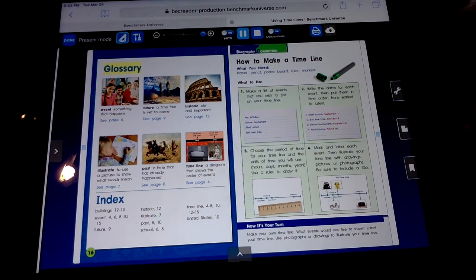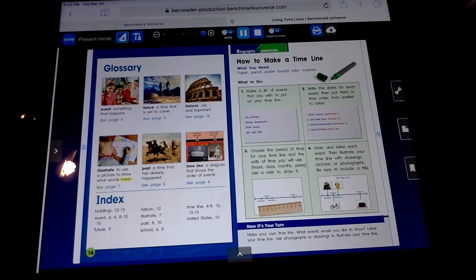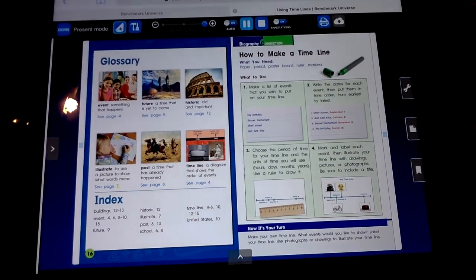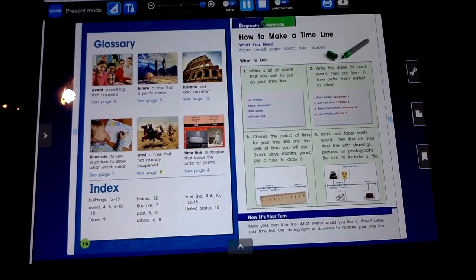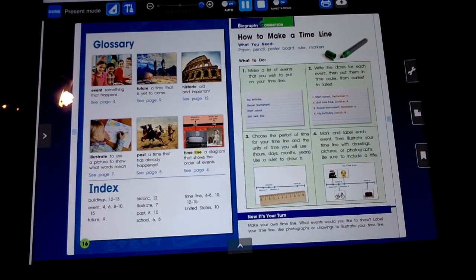Glossary. Event, something that happens. See page 4. Future, a time that is yet to come. See page 9. Historic, old and important. See page 12. Illustrate, to use a picture to show what words mean. See page 7. Past, a time that has already happened. See page 8. Timeline, a diagram that shows the order of events.